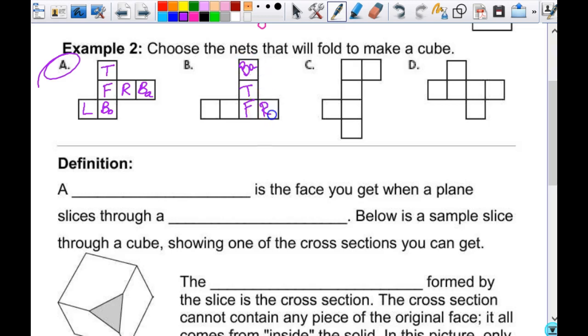This would be the right-hand side. This would be the left. And then it keeps going around, and this would be the back. So is that going to make a cube? No, because the bottom is open and there's an overlap in the back, so this one does not work.